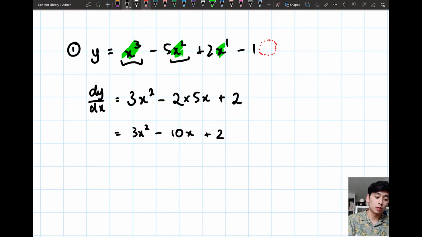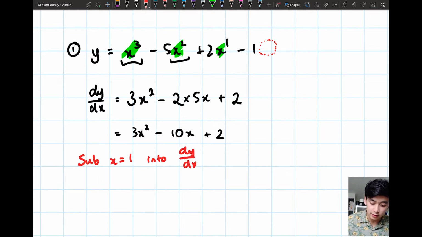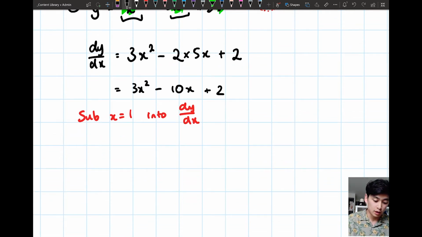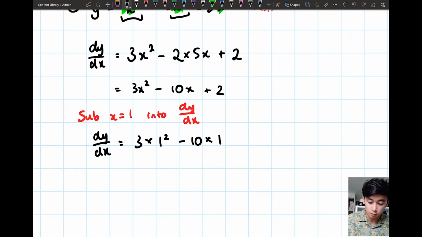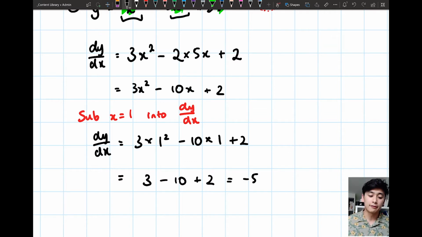Now the second part of this question was to find the gradient of the tangent when x is equal to 1. What we do is substitute x is equal to 1 into our derivative. So I write: sub x is equal to 1 into my derivative dy on dx. When I do that, I get the gradient of the tangent at x is equal to 1. So dy on dx is equal to 3 times 1 squared minus 10 times 1 plus 2. Here I just get 3 minus 10 plus 2, which gives me minus 5.